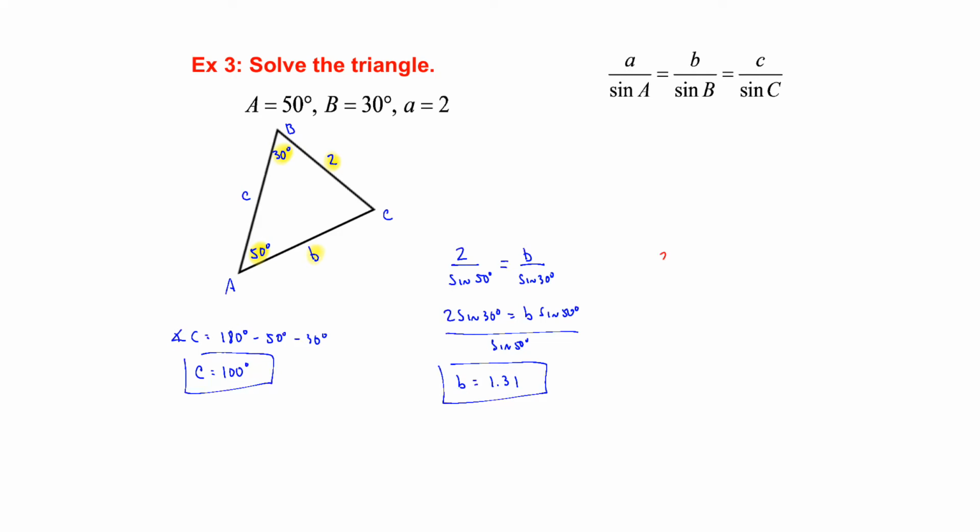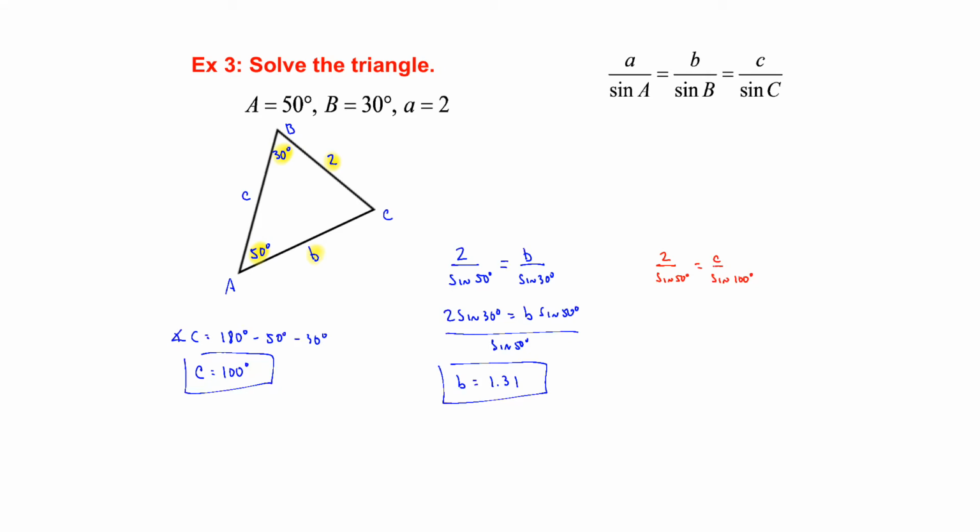We're still going to use the 2 and the sine of 50 degrees. We're not going to use the B equals 1.31. The reason is because it's not an exact value. It's an approximation, so we don't want to use that. We want to stick with A that was given to us, which is now equal to side C over angle C, which is sine of, we found out, 100 degrees. And that is accurate because we took 180 minus 50 minus 30. So we know that is correct.